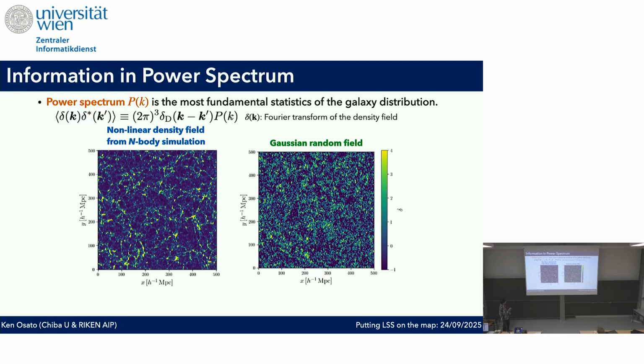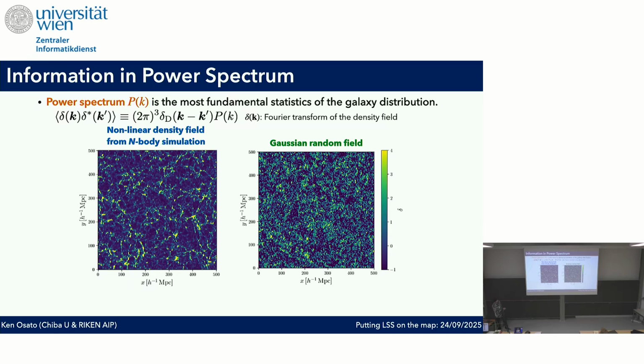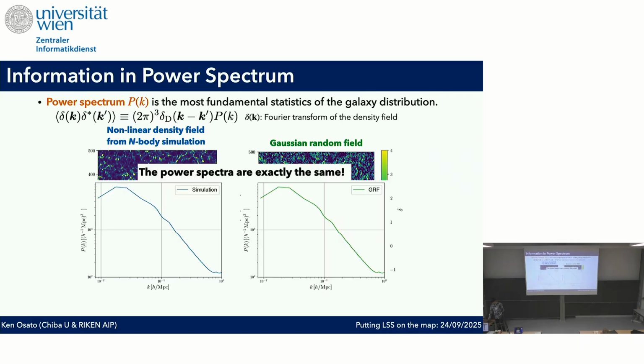By eye they look completely different. However, if you measure the power spectrum, it is completely identical. The trick is that I measured the power spectrum from the nonlinear density field and just randomized the phases in Fourier space, and then generated this. Even by eye, we can distinguish between these two. So naturally we can expect more information beyond the power spectrum, beyond the Gaussian random field. That is why we are now interested in field level inference.